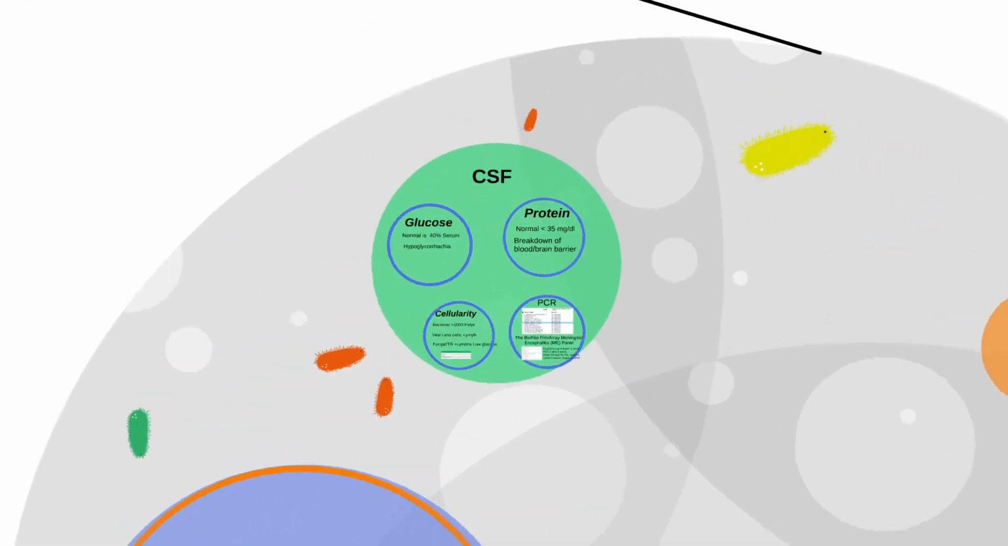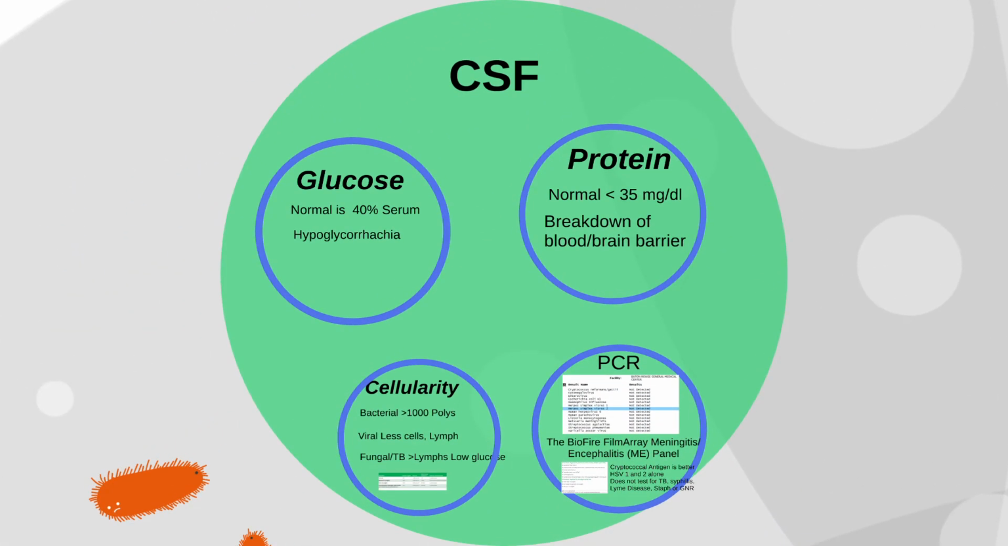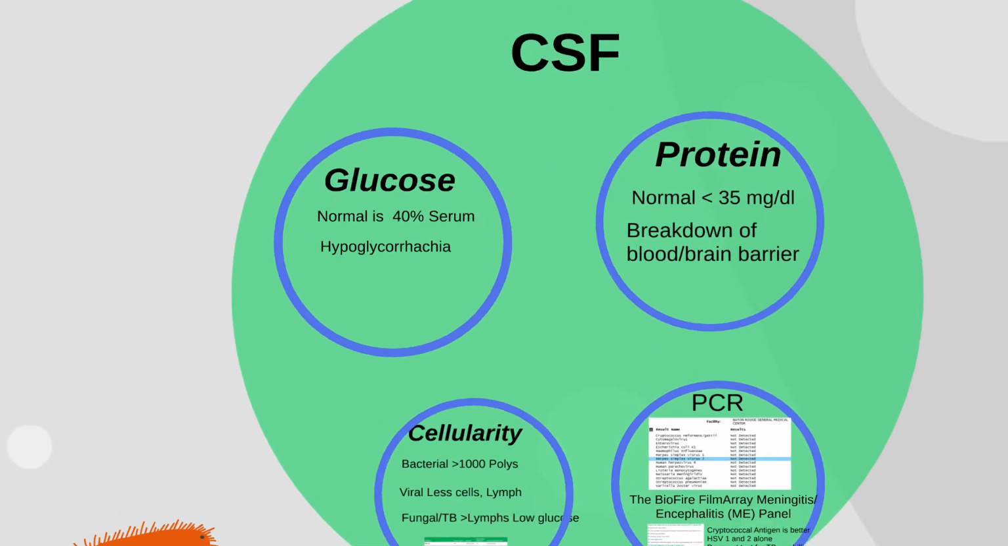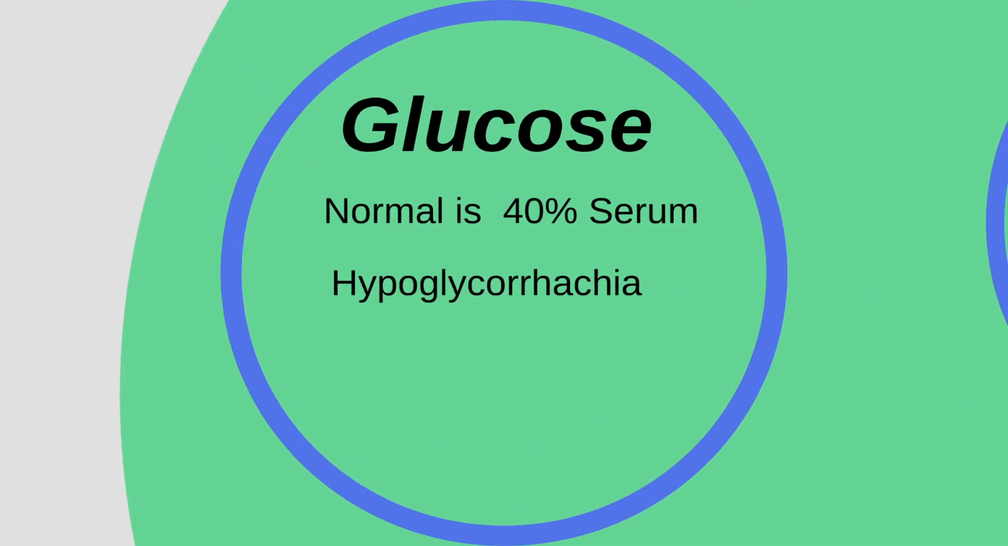So, what do we do with suspected meningitis? Well, of course, we obtain spinal fluid. Sort of a barbaric tradition, but it's very useful. And what we look for is the presence of low glucose, which is deemed to be hypoglycorrhachia, which means that the spinal fluid glucose is less than 40% of the serum glucose.